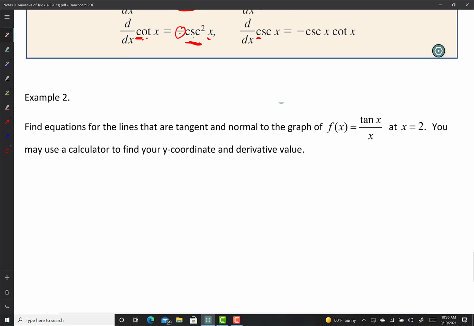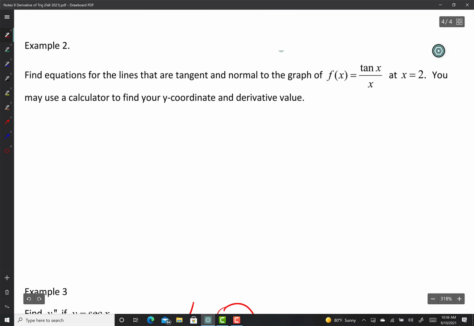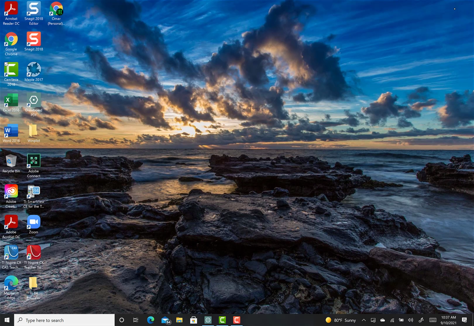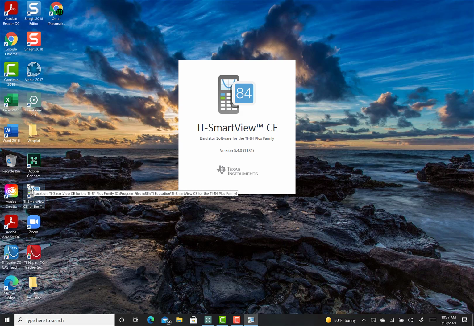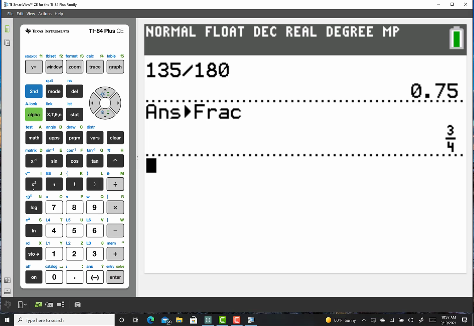All right. Here we go. Example 2. This will be the last one we do, guys. It says, find equations for the lines that are tangent and normal to the graph of f of x equals tan x over x at x equals 2. So we're going to use a calculator to figure out that y value. So take out your calculator. I don't know if I should show you yet how to use a calculator to take a derivative. Maybe we will, maybe we won't. I don't know. We'll see.